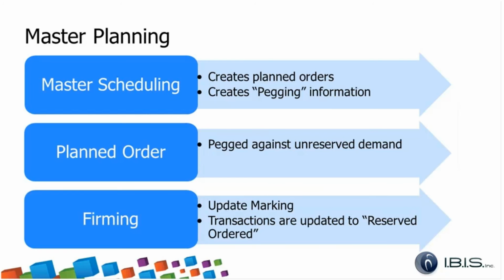So when any planned order is firmed or is turned into a real order, this update marking value, which you would set on the parameters, is used to determine how marking and reservations get set on the firmed order lines. So if update marking is set to a value of either standard or extended, a purchase order may now be marked against the sales order line it was pegged against during the planned order phase, and the pegged sales order transactions will now be in the status of reserve ordered and reserved against the purchase order that was just firmed. So this is how master planning can update the reservations of demand orders or transactions.